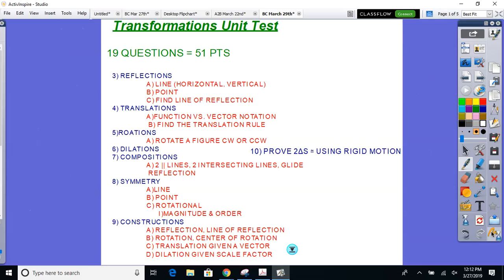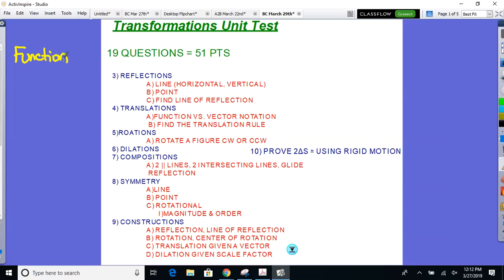Let's move on to translations. Make sure you know the difference between function and vector. Again, let's just quick review. Function notation for translations. I have x comma y implies x, whatever you did to the x value. So I'll just say minus 4, y plus 2. If you take a look back at your quiz, those were on your quiz.